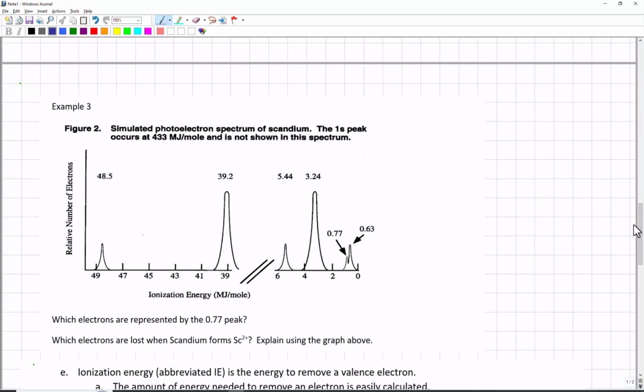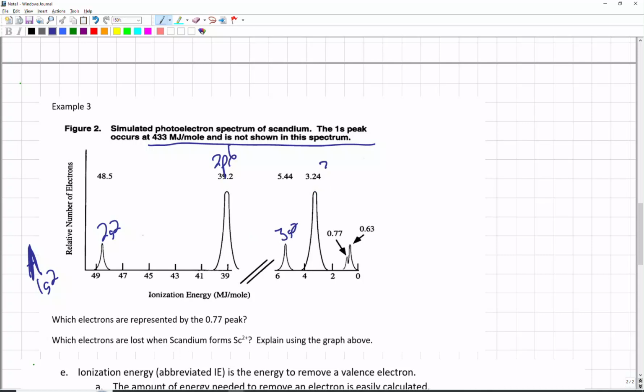Simulated PES spectrum of scandium. The 1s peak occurs at 433 and is not shown. Oh, that means 1s is all the way over here. Whoops, how did I put that? I keep making it an A. 1s2. So that means this is 2s2 because that's the biggest number. This is going to be 2p6 because there's more.